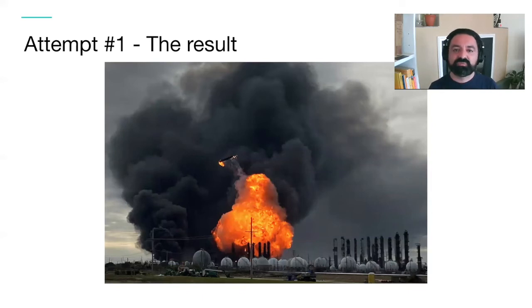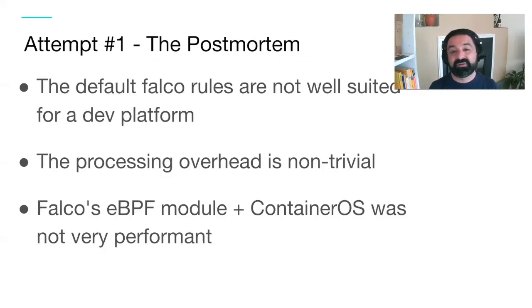Then we went through logs, we had a postmortem, and what happened? Well, the default rules of Falco were not that well suited for a dev platform. Other things Falco doesn't let you do or notifies you about are things developers do a lot, like doing an exec on a pod, changing the content of a container. That's something that with Okteto is part of the flow. That didn't really work out.